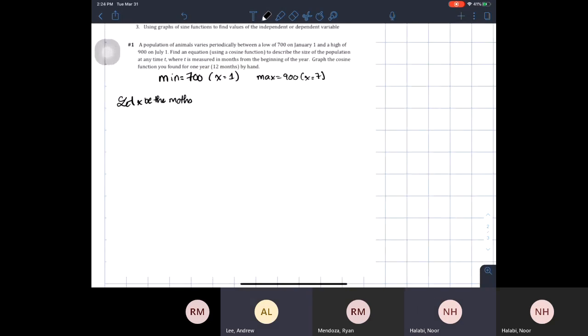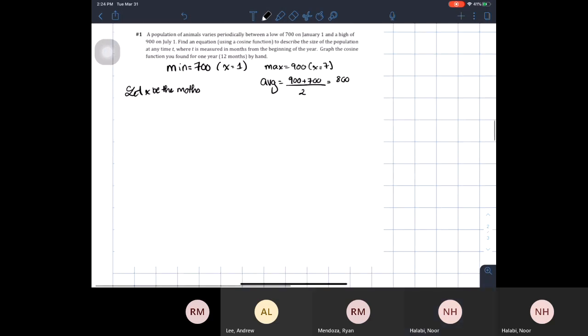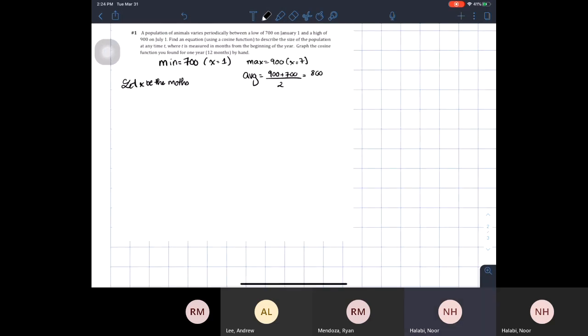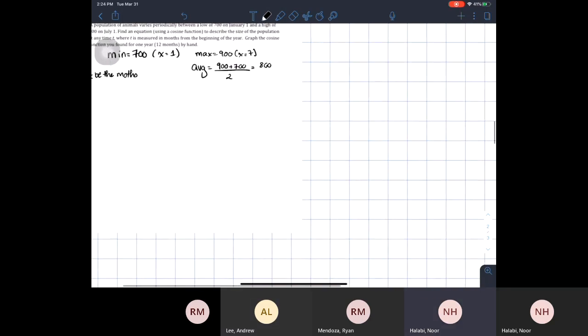Anyways, so we have minimum and maximum. Our average, so that we can find the vertical shift. This was supposed to be before those problems, so I'm assuming they didn't know about that yet. So it doesn't matter. The average is gonna be 900 plus 700 divided by 2. It's gonna be 800. So let's just start graphing.